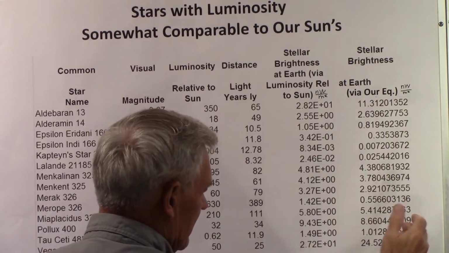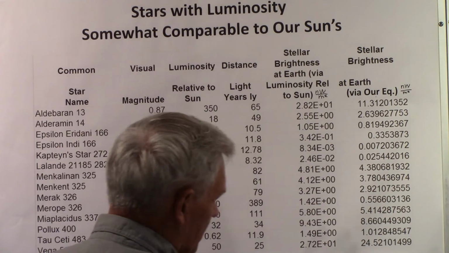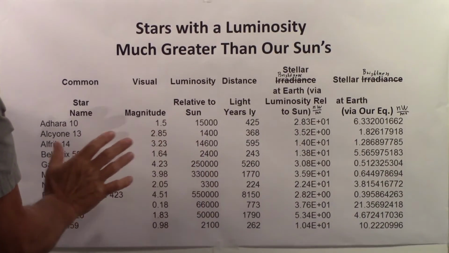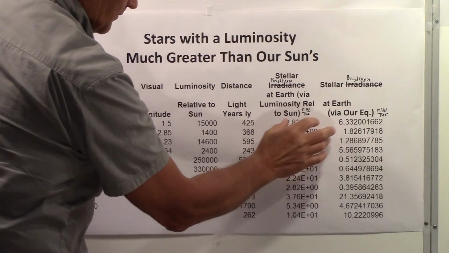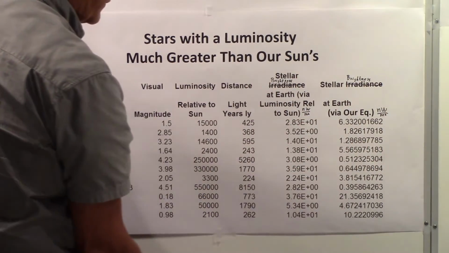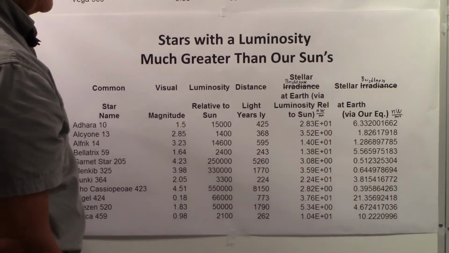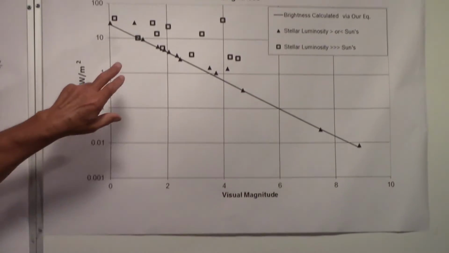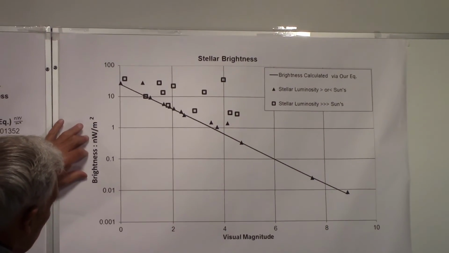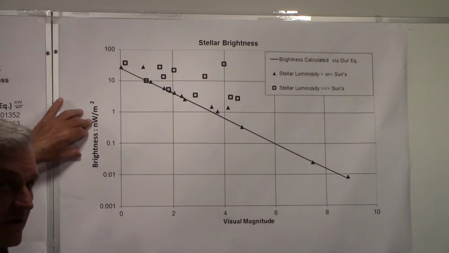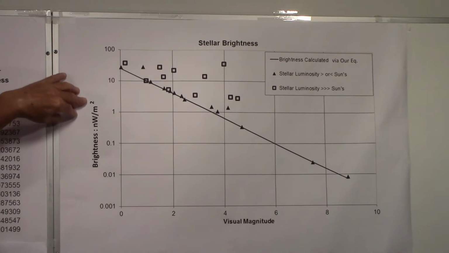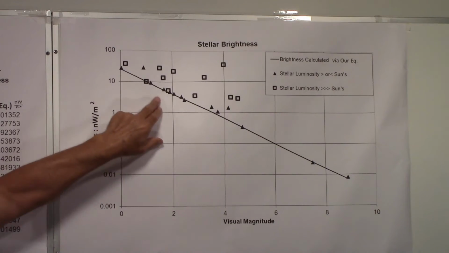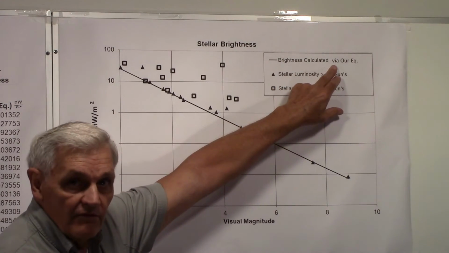Sorry for the exponents here and a bunch of numbers over here. Of course, there's far more digits than you need there. And so down here is the comparison, again in nanowatts per meter squared, from the luminosity and from our equation. And you can see the agreement is not too good. And of course, a better way to look at this is to just graph it. So what I did here, I have the brightness that we see at the Earth in nanowatts per meter squared, and what the magnitude of the star is. The line is the brightness calculated via our equation.